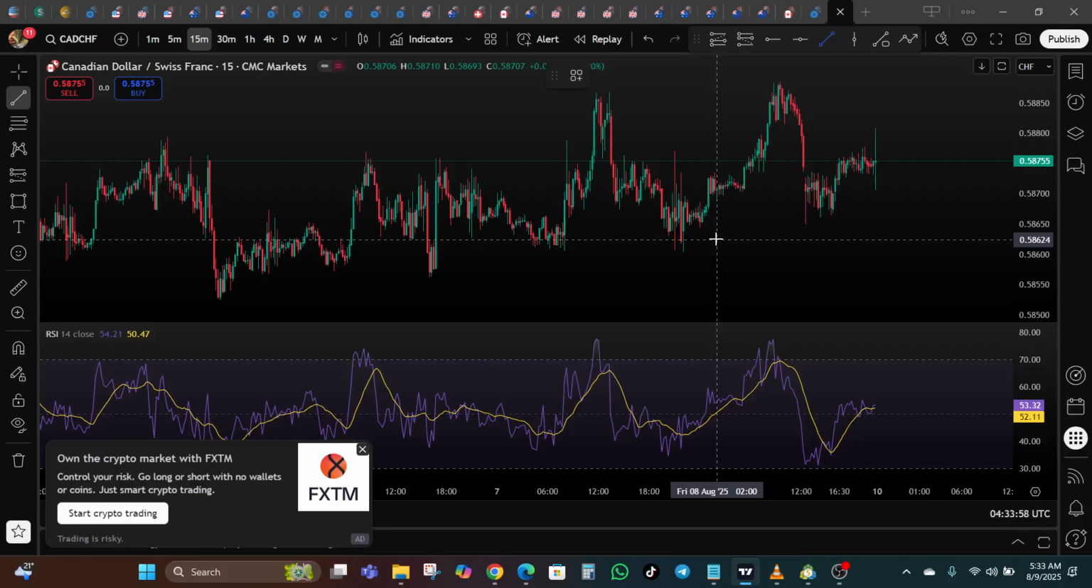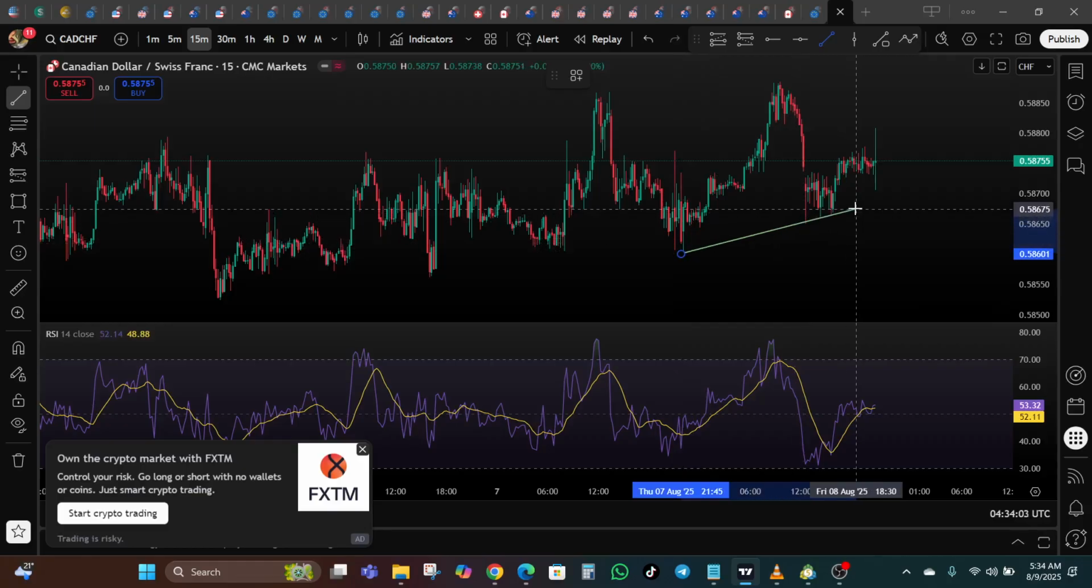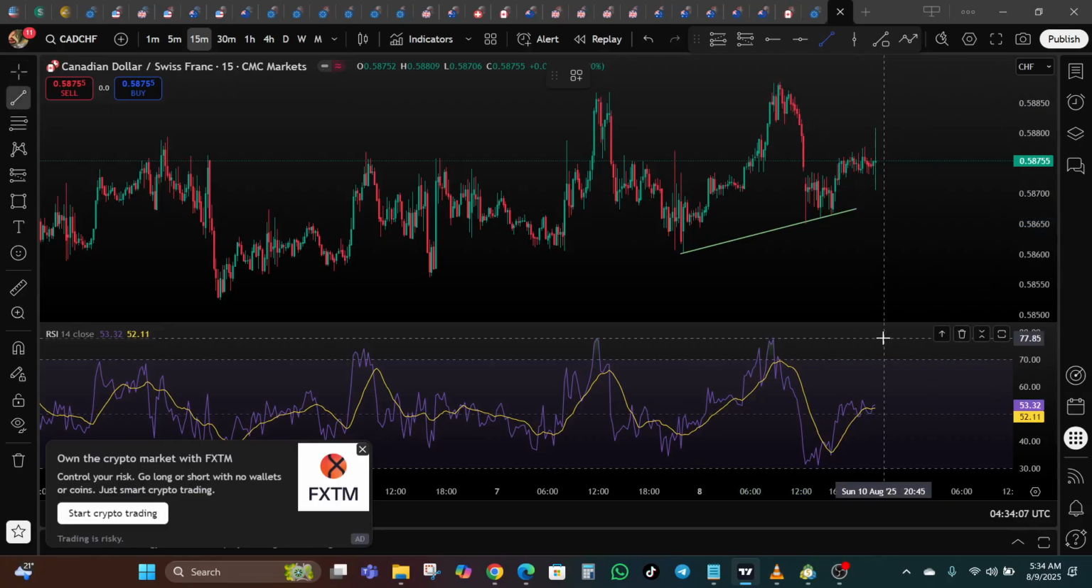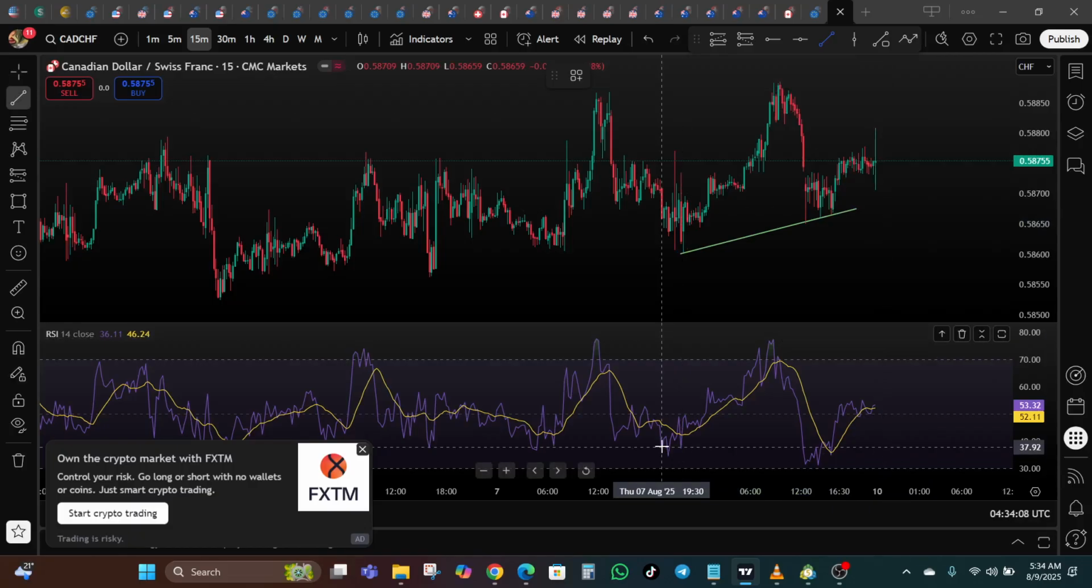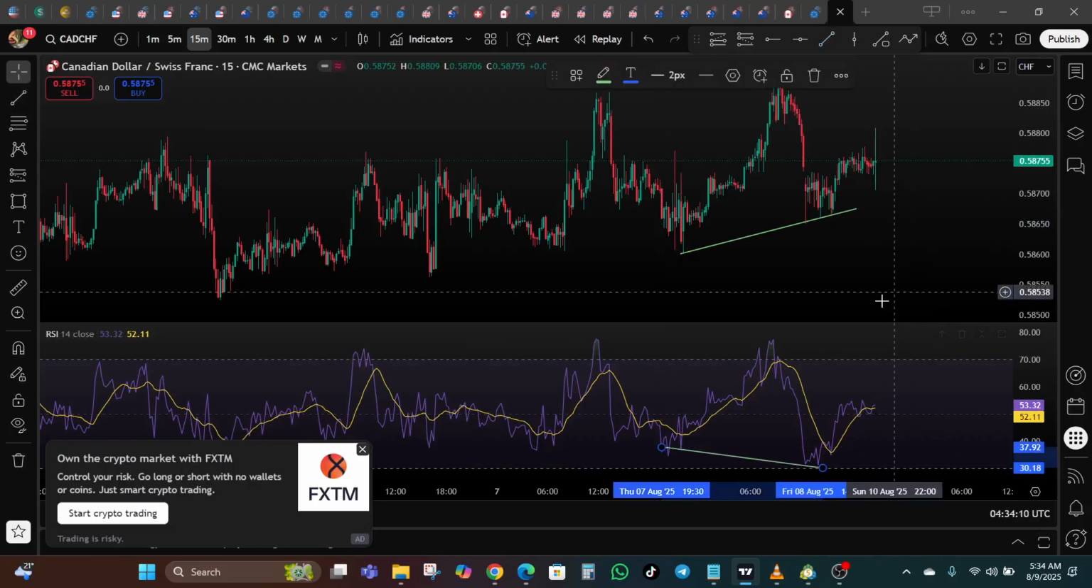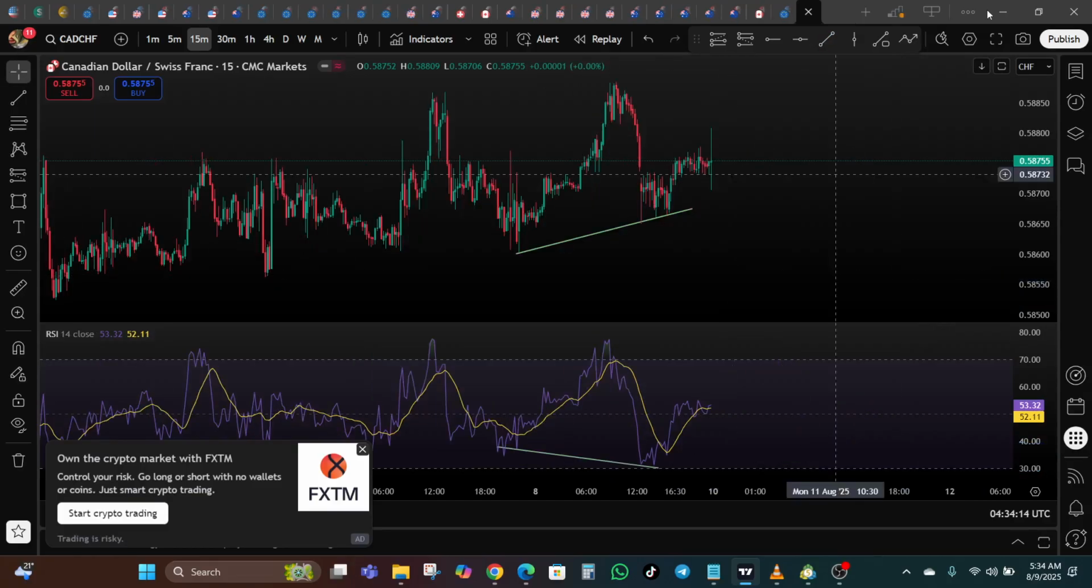Price would make a higher low, as you can see. The RSI would make a lower low. So this is a hidden bullish divergence. It shows that this bullish trend is going to likely continue. There's a likely chance that this bullish trend will continue because of this hidden bullish divergence.